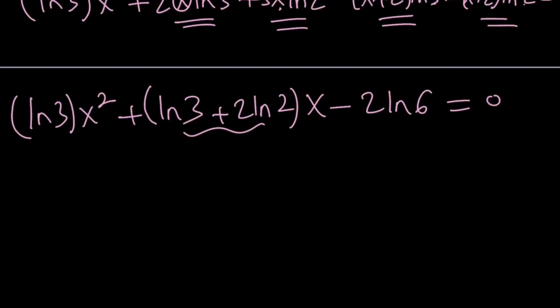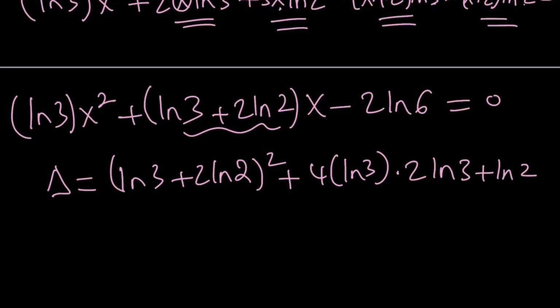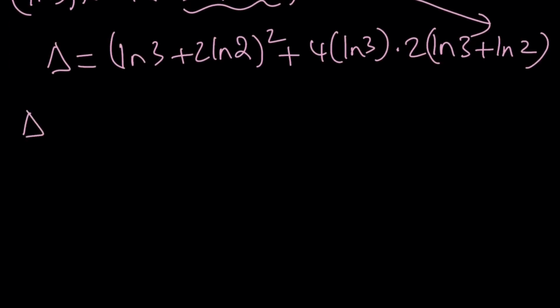Let's go ahead and use the quadratic formula. But let's find the discriminant first because I want to simplify it. The discriminant is this guy over here squared minus 4ac. And then that's going to negate and 2 ln 6. And I think at this point I'll probably want to split them up again. It's kind of like back and forth because everything is in terms of ln 3 and ln 2.